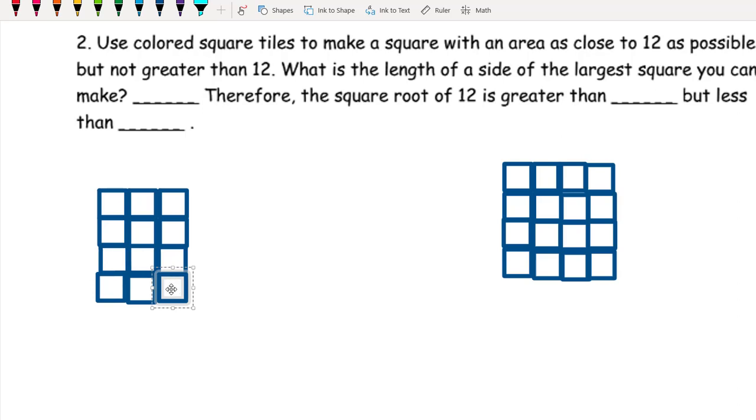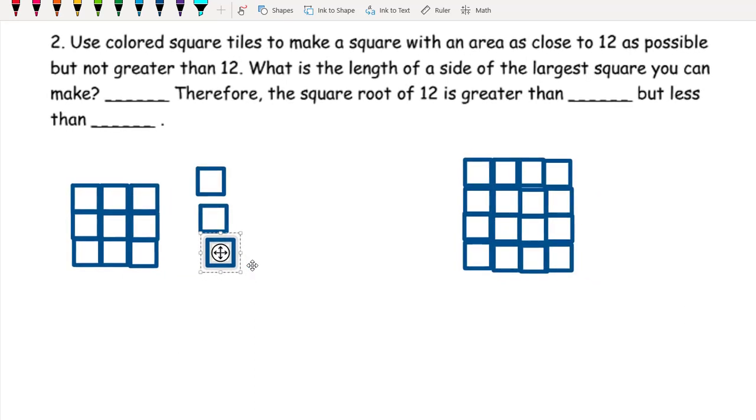12 doesn't make a square. What if I put it on the other side? That didn't work either. So no matter where I put these last 3 tiles, I'm not going to have a square anymore. I'm going to have a rectangle. So that's how we know that 12 is not a perfect square. The actual number does not make a square. So what is the length of the side of the largest square you can make? Well, what is the length of this side right here? Yep, it's 3. So 3 goes in this blank right here.